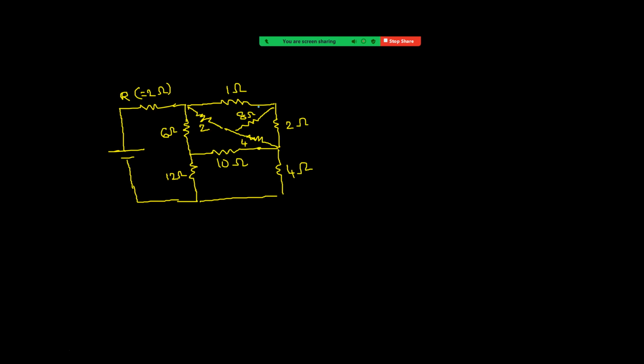In this, you can see 1 by 2, 2 by 4, 2 by 4, 1 by 2. This is 1 by 2, means bridge is balanced. So we can remove this 8 ohm. Okay. That means now what happens is, we can see 1 and 2 becomes 3, 2 and 4 becomes 6. That means 3 and 6 are parallel.